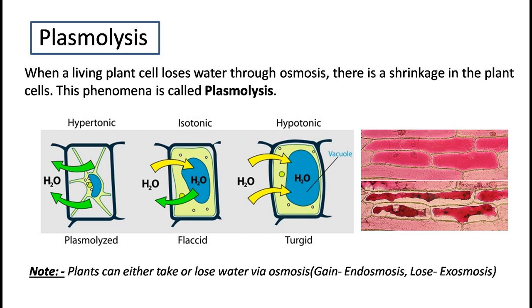The picture stained pink is an onion cell. Firstly, it is turgid. When plasmolysis takes place, the cytoplasm shrinks and moves towards the center.